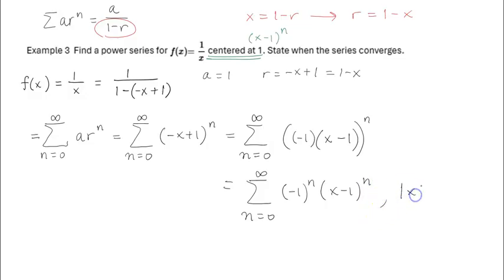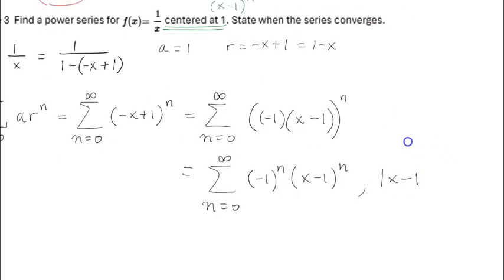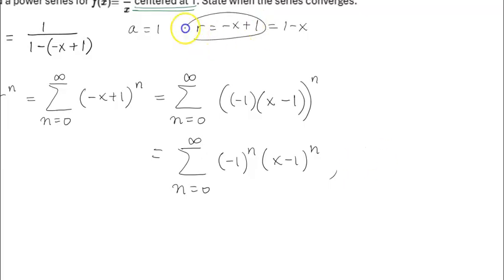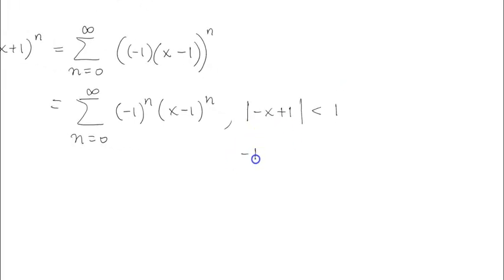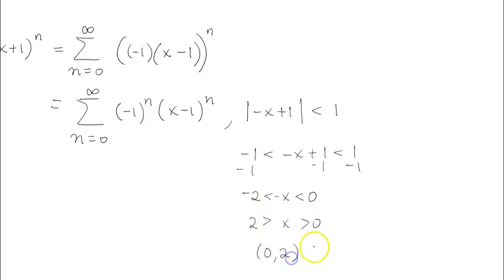Note that this series only converges if the absolute value of r, which is 1 minus x, or negative x plus 1, is less than 1. So I am going to solve that inequality. The solution to this inequality would mean that negative x plus 1 has to be greater than negative 1 while also less than positive 1. I'll subtract 1 throughout this inequality to get negative 2 less than negative x less than 0. And then multiplying everything through by negative 1 gives me that the interval of convergence is from 0 to 2.